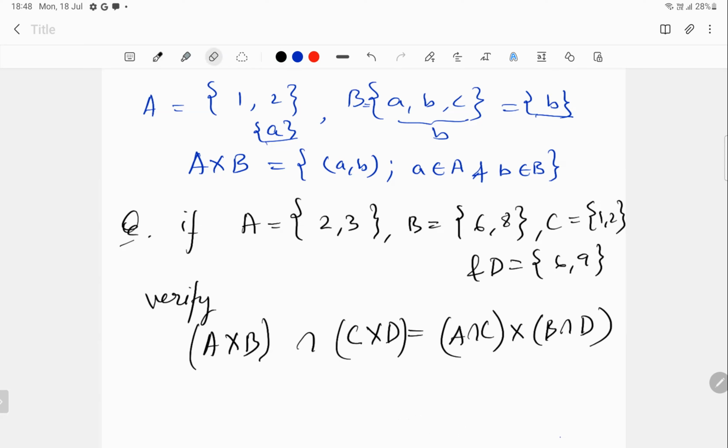Hopefully everyone can do this, right? Because you know how to take Cartesian product, you know how to take intersection. Okay, right?